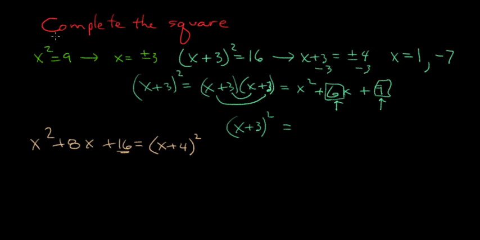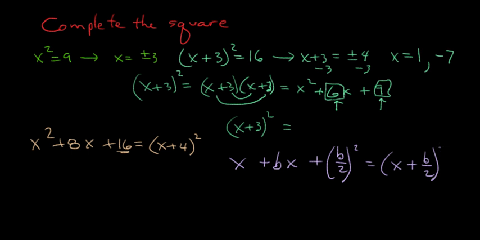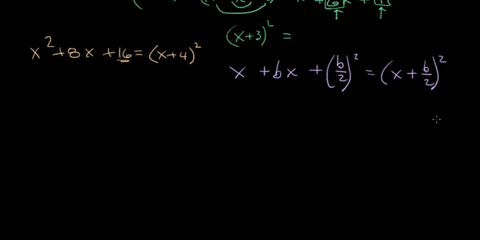And so we have a general form for that. The general form is x squared plus bx plus (b divided by 2) squared equals x plus b over 2 quantity squared. Now again, if this doesn't make sense to you right away, that's okay, hang in there. We're going to show you a couple examples of how we use this information to solve a quadratic equation.